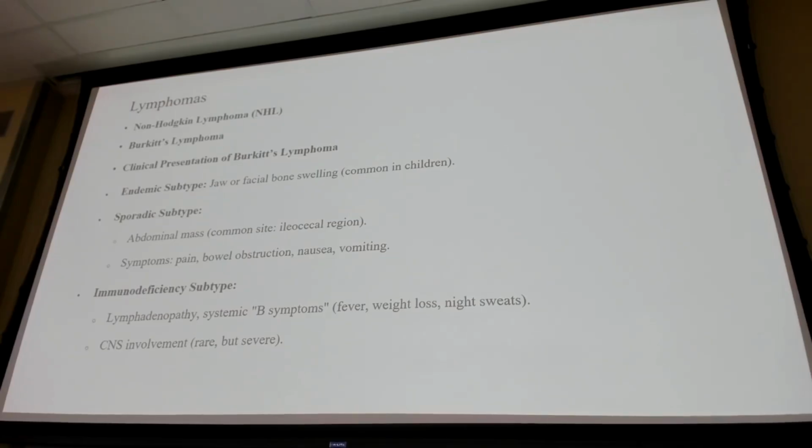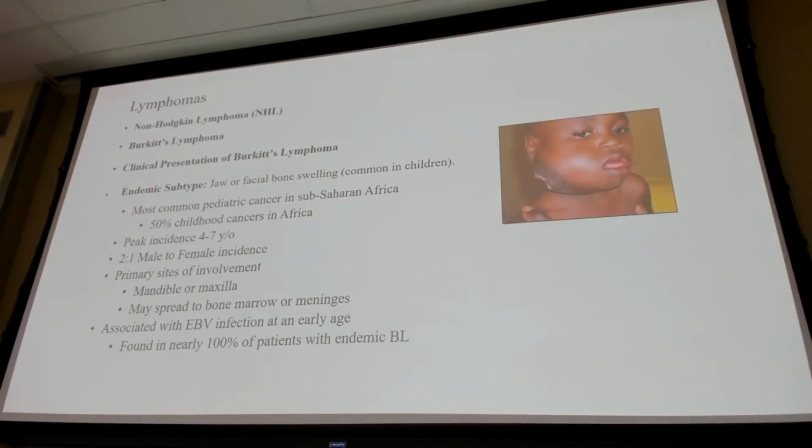And then the immunodeficiency subtypes, so it even gets more involved. Lymphadenopathy, the B symptoms, and can have some CNS involvement. And there's the classic picture of that endemic Burkitt's lymphoma, right? Sub-Saharan Africa. So not something we expect to see here in the US, but we all wear the uniform, and we all end up in odd countries that we didn't plan to go to.